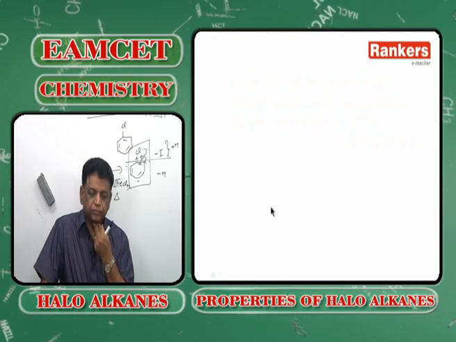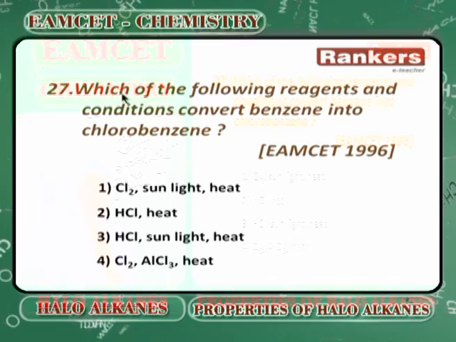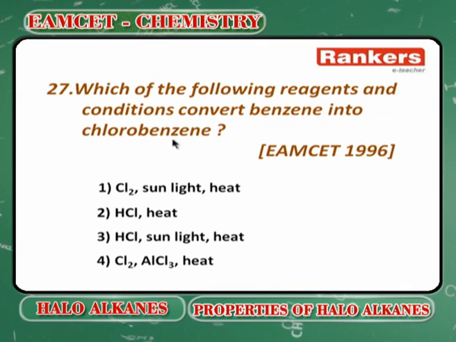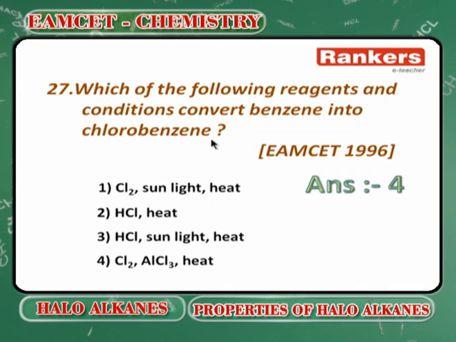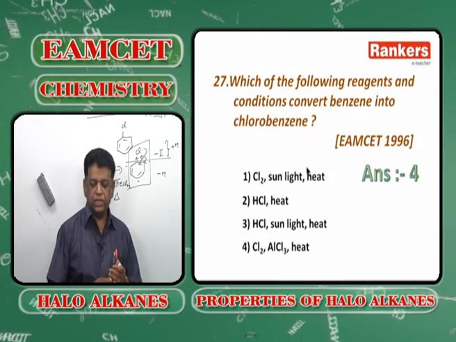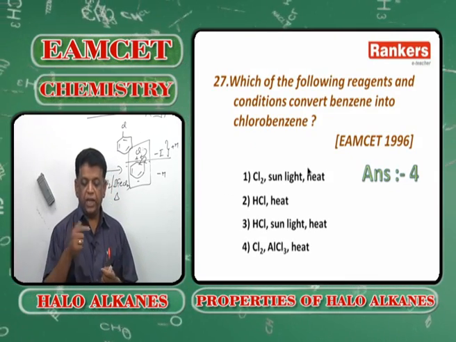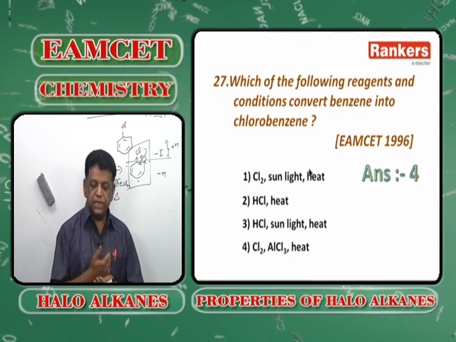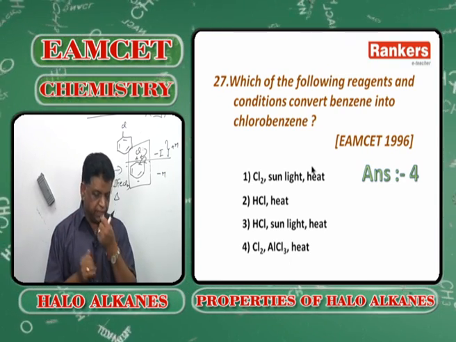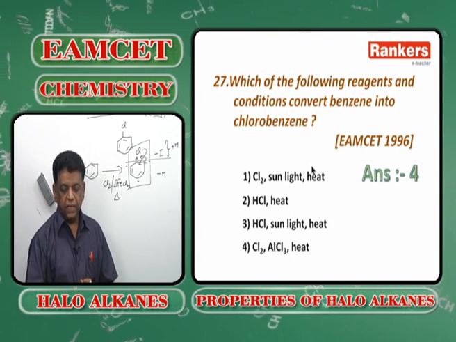Next, which of the following reagents and conditions convert benzene into chlorobenzene? You need chlorine with aluminum chloride or ferric chloride, an anhydrous metal catalyst, for chlorination by electrophilic substitution. Chlorine with sunlight is free radical substitution. If methylbenzene is taken, chlorine with sunlight makes benzyl chloride, that is, chlorination takes place in the side chain.